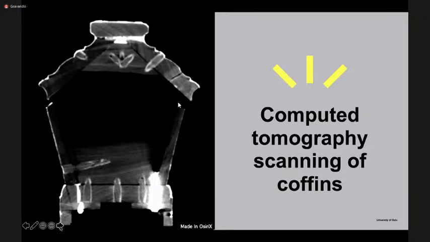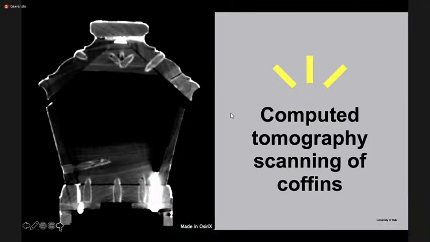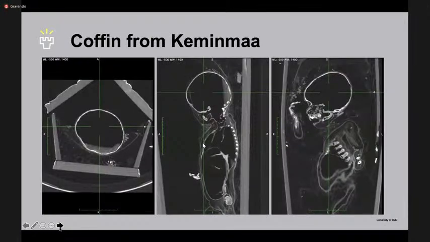Today, I'll show a few images that will demonstrate how CT scanning can be beneficial in order to study coffins and coffin textiles. Images are reproduced with Osiris software that can also be downloaded for free from the website. This coffin belongs to an infant that was mummified. She was 3 to 6 months of age. Actually, I'm missing one picture, but it doesn't matter.